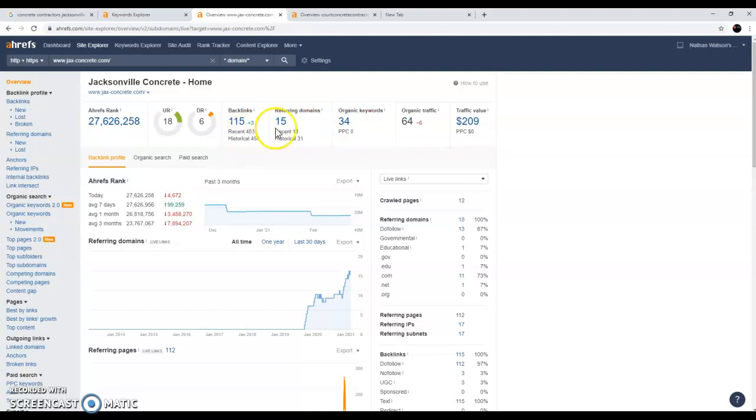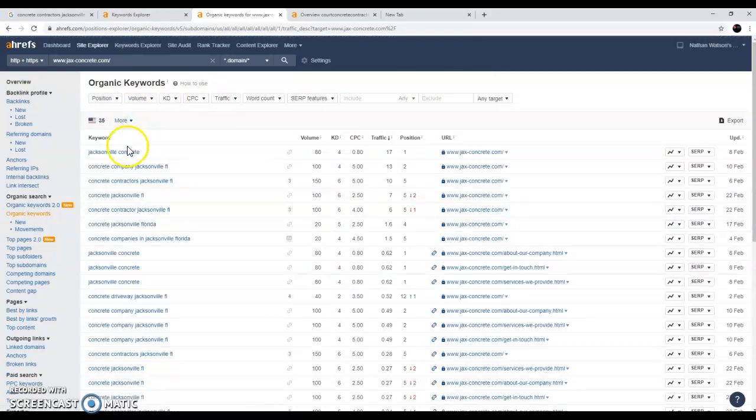Now, keywords, again, are what people search for when they type it into Google. Keywords themselves are phrases like Jacksonville Concrete, Concrete Company Jacksonville, Florida, Concrete Contractors Jacksonville, Florida, and so on. So what we see here is the amount of people searching for these terms and then what rank they are in Google. We see Jacksonville Concrete, they have the number one position. They are number one when you type in Jacksonville Concrete. 80 people searched for that term alone, and at least 10% of that clicked on that website and checked it out.